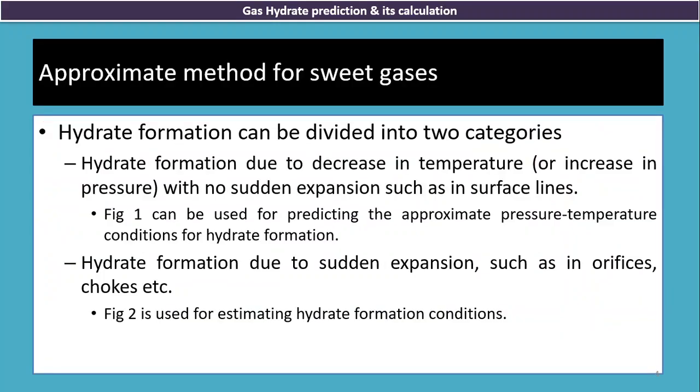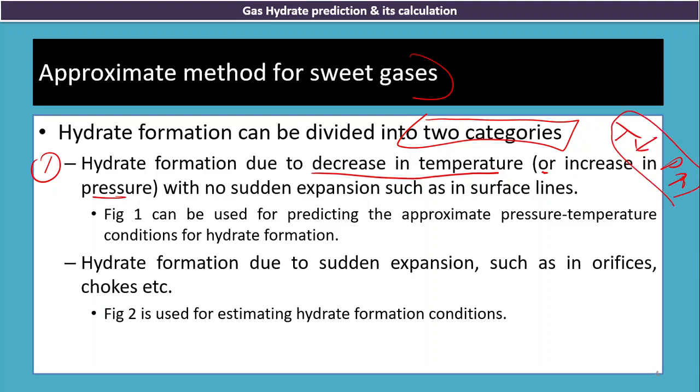The first one is the approximate method for sweet gases. How can we find hydrate formation with the help of the approximate method? Hydrate formation can be divided into two categories. What are the two categories? Number one, hydrate formation due to decrease in temperature or increase in pressure. If the temperature goes down or pressure is increased, because of these two reasons we know there are chances of hydrate formation.